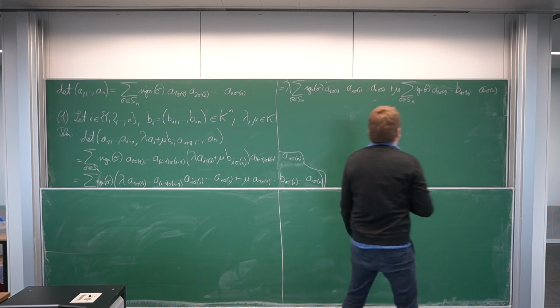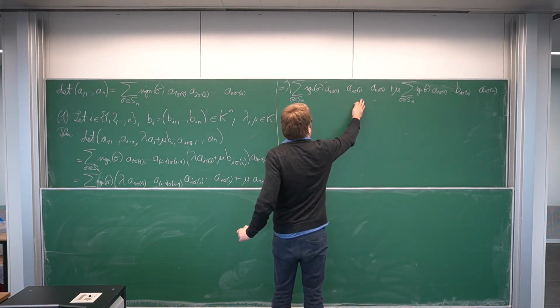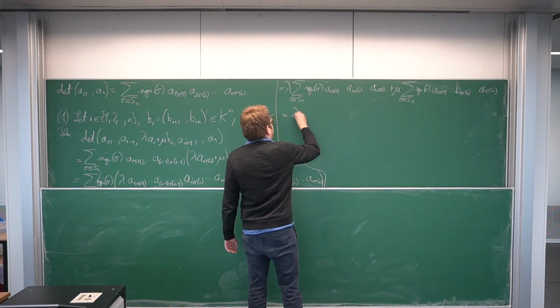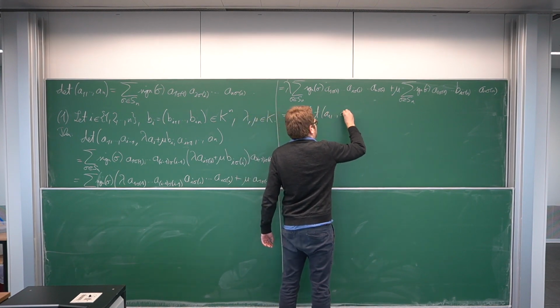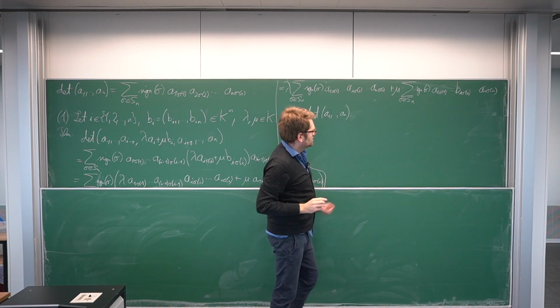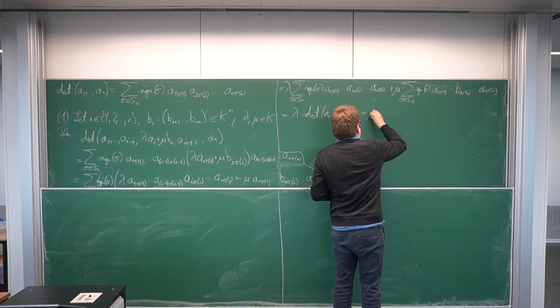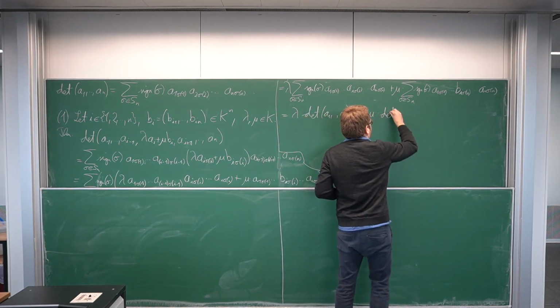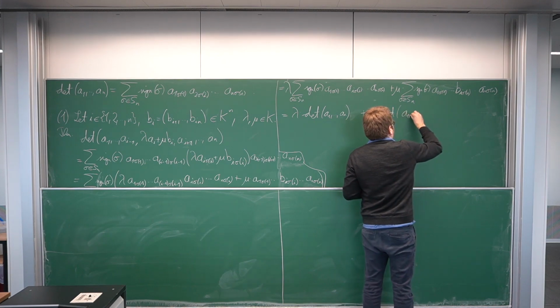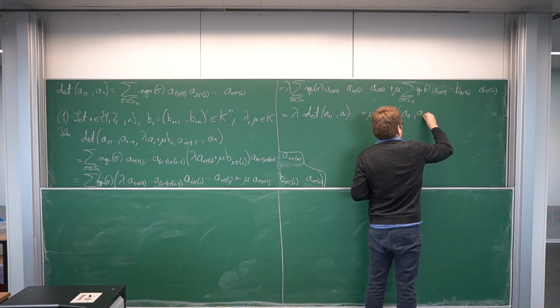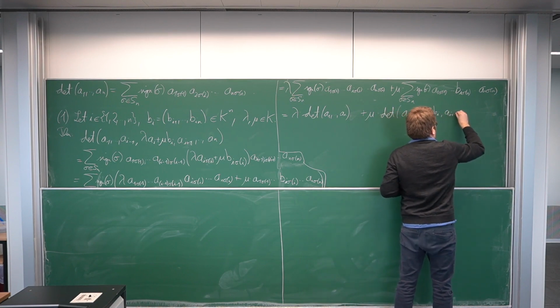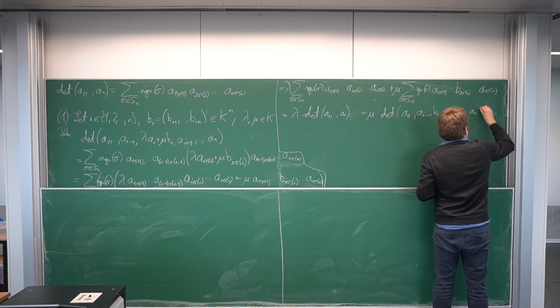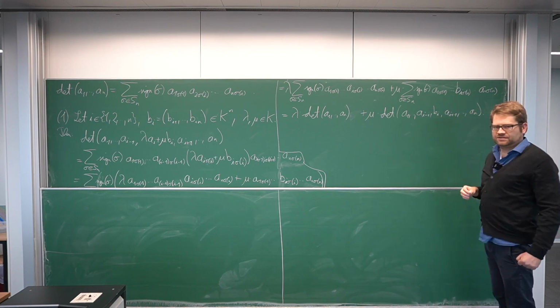And if we take a close look at these terms, this is just lambda times the determinant of a1 to an. And this is then, if we take another close look, mu times the determinant of, simply the term we get by replacing a_i by b_i. And this is multilinearity. This is what we wanted.